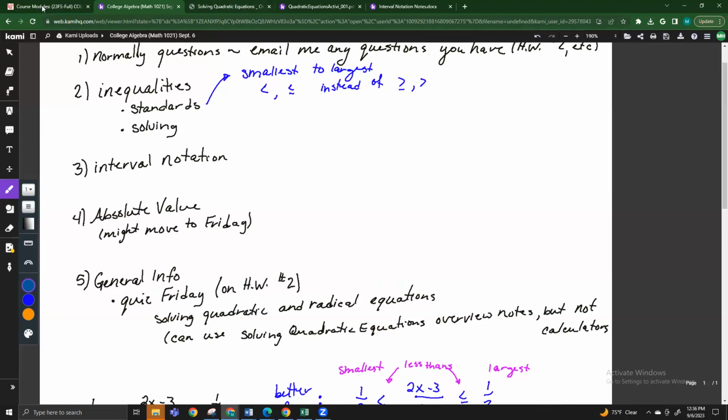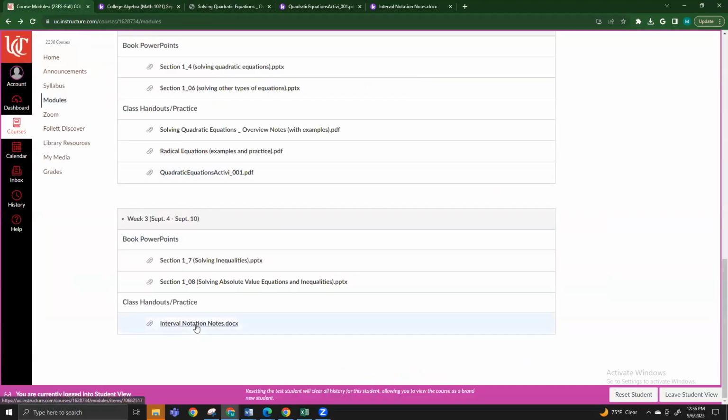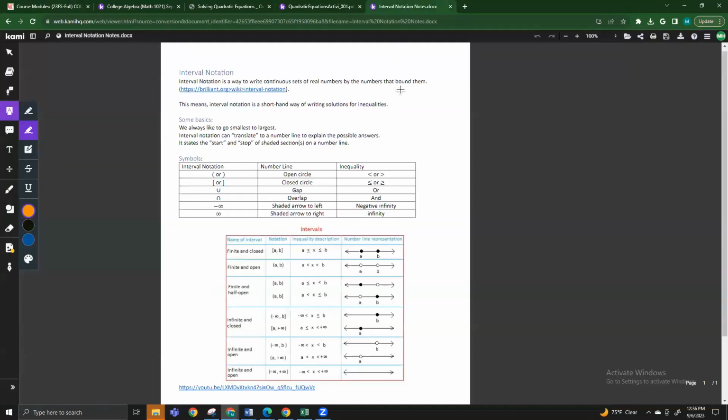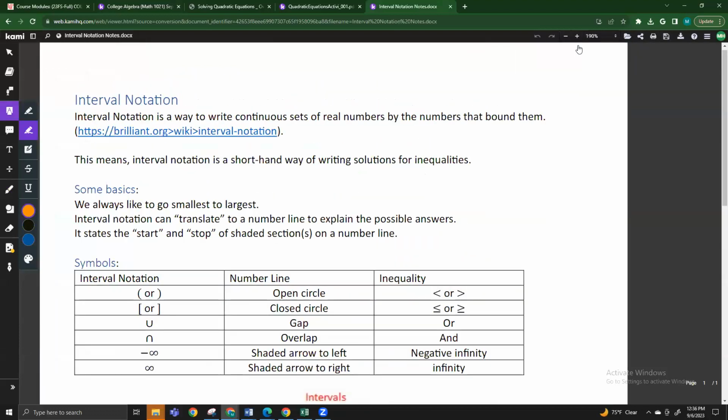So interval notation, I do recommend looking at the sheet that I have printed up in our week 3. It is missing some stuff. I need to make it a little bit bigger so that you can read it. So interval notation is basically a way to write the formal definition of a continuous set of real numbers by the numbers that bound them. So basically we're going to have endpoints. We're going to talk about the shading. And if you wanted to look at where I got it from, that was from Brilliant.